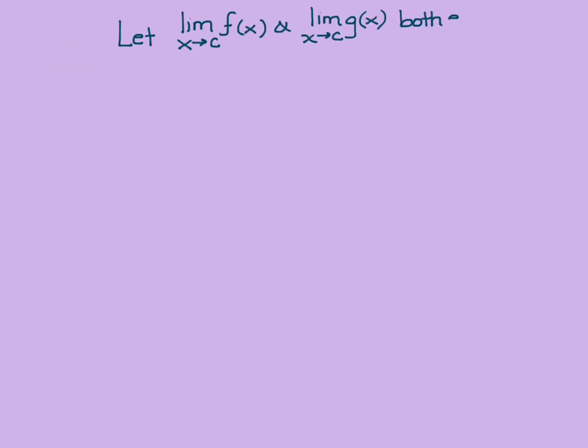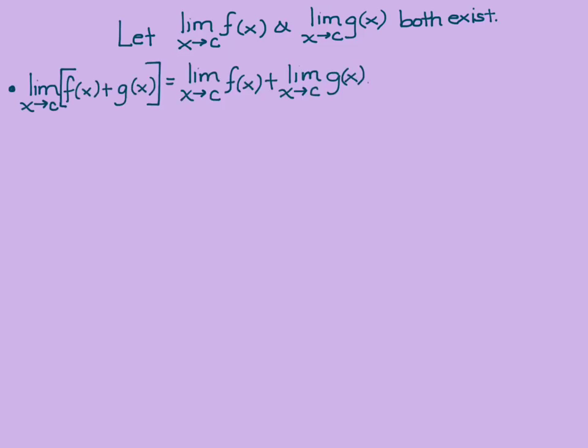Let the limit as x goes to c of f of x and the limit as x goes to c of g of x both exist. We will now construct a bunch of laws that we can use with our building blocks to evaluate more complicated limits. The first law is the sum law. It says that the limit as x goes to c of f of x plus g of x equals the limit as x goes to c of f of x plus the limit as x goes to c of g of x. In other words, the limit of the sum is the sum of the two limits. This rule also works for differences, so instead of addition we could use subtraction, and the same thing holds. The limit of the difference is the difference of the limits.